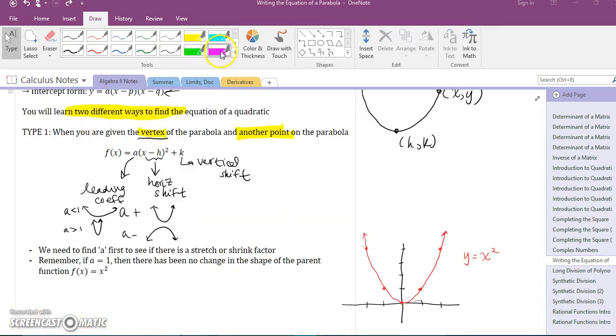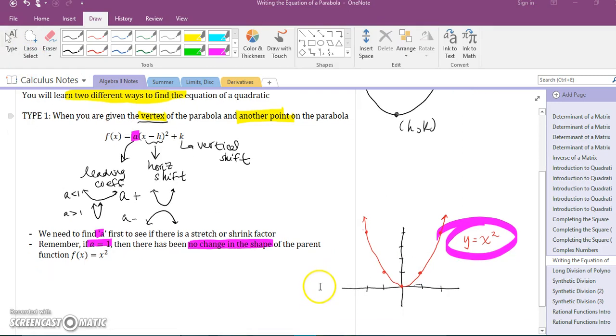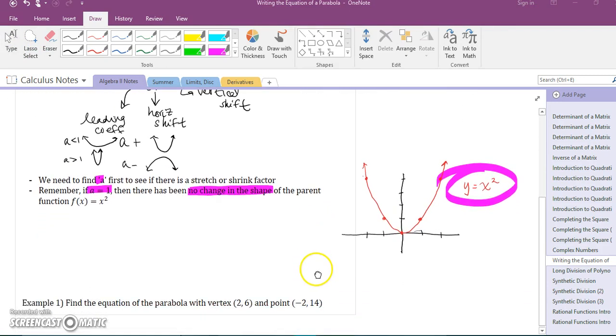When we do an example like this, one thing to keep in mind is we're going to have to find a first. In every vertex form, you have to get the value of a, and if there is no value of a in front, remember that meant a was 1, and if a was 1, that meant there was no change in the shape of our parent parabola x squared right here. You didn't stretch it or shrink it at all, you just moved it left, right, up, or down. So the first thing we'll do is get a, and then we're going to use a to write the final form of our equation.